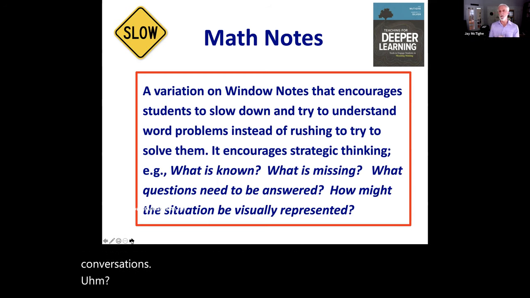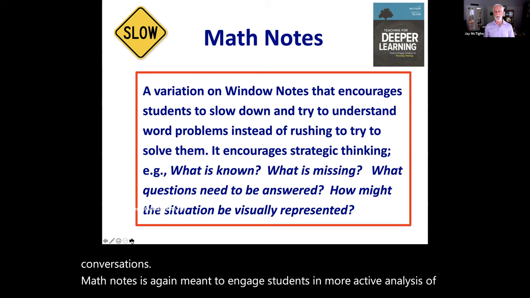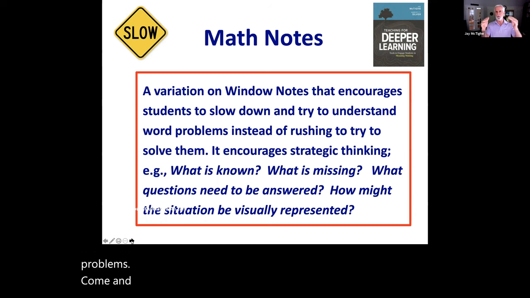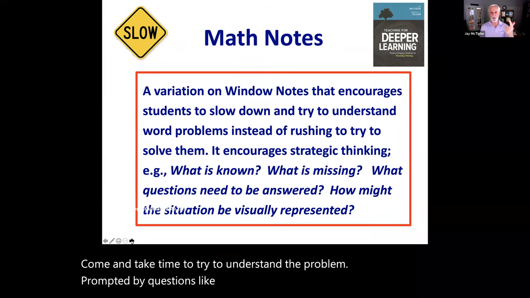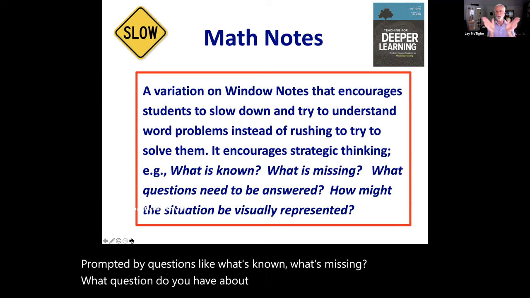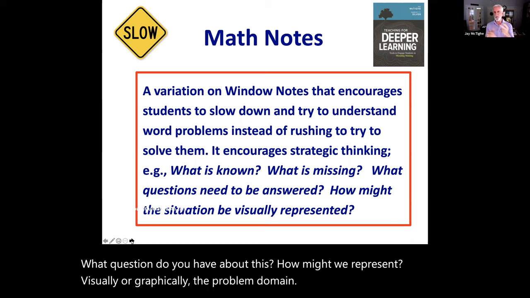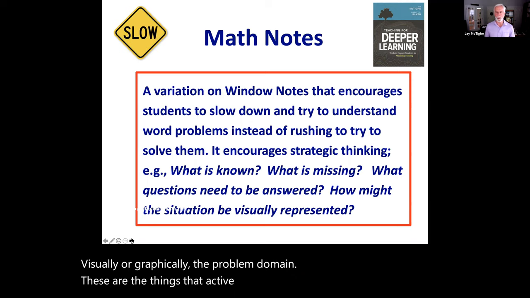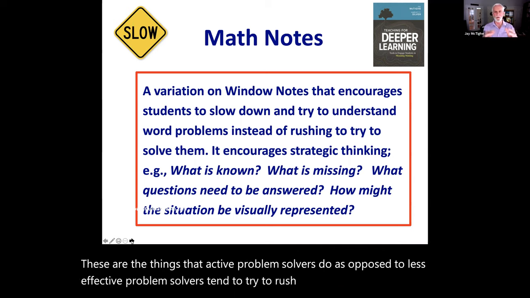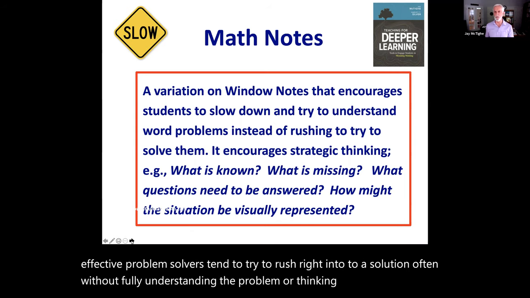Math Notes is again meant to engage students in more active analysis of problems and take time to try to understand the problem, prompted by questions like what's known, what's missing, what questions do you have about this, how might we represent visually or graphically the problem domain. These are the things that active problem solvers do, as opposed to less effective problem solvers who tend to rush right into a solution, often without fully understanding the problem or thinking about the problem space.